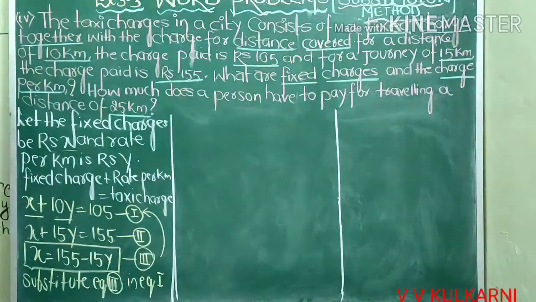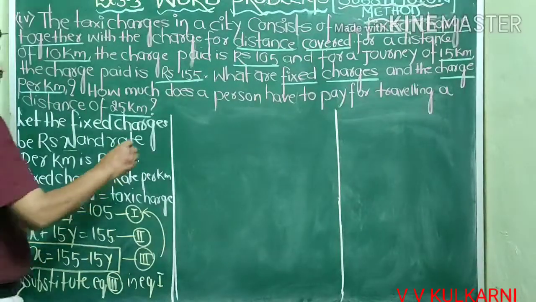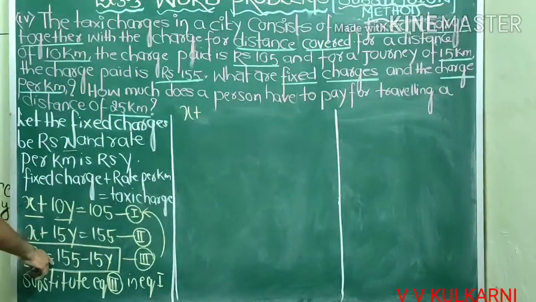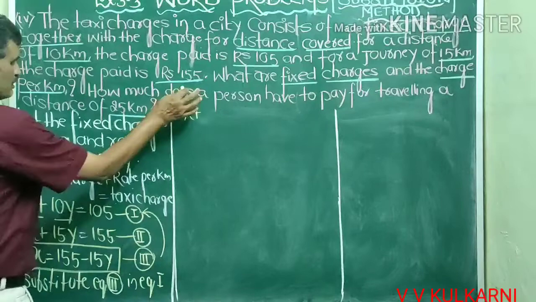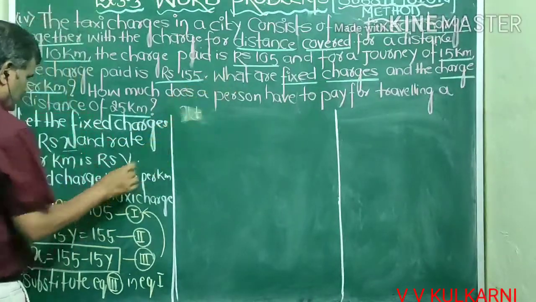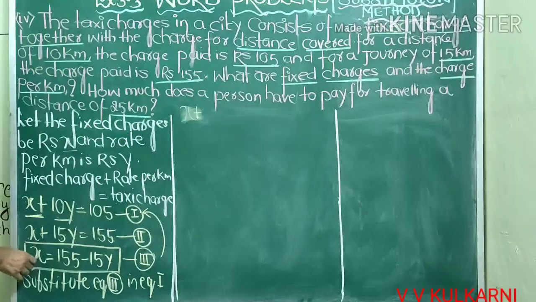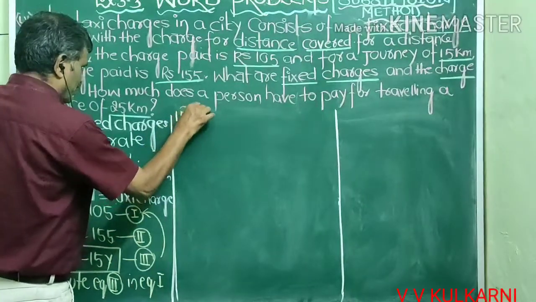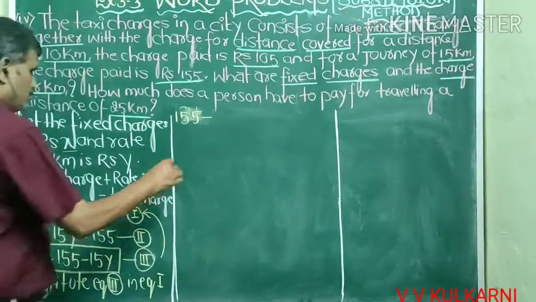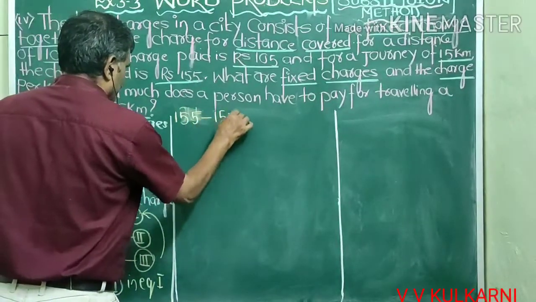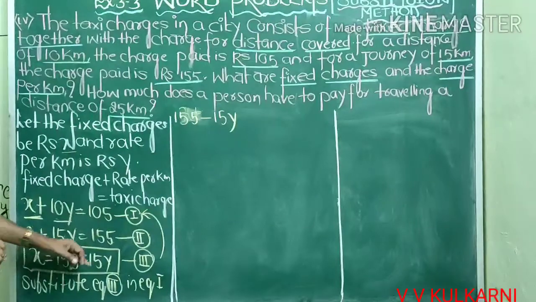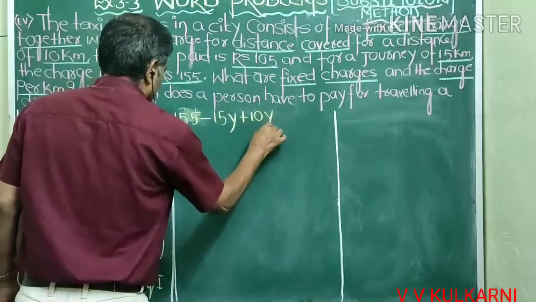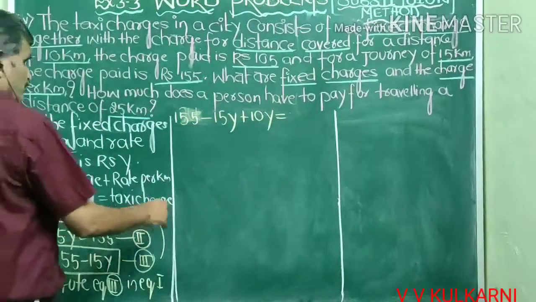So if I do so, let us see what happens. The first equation says x plus 10y is equal to 105, but we have to substitute x here, so in place of x, I write 155 minus 15y. So it becomes 155 minus 15y plus 10y is equal to 105.